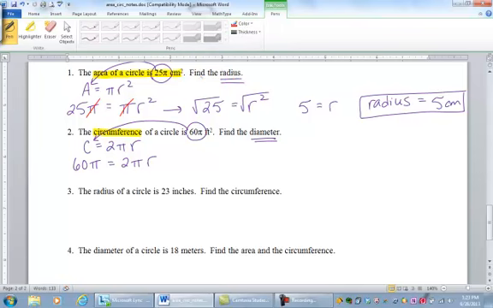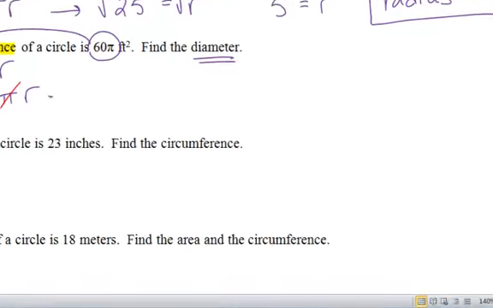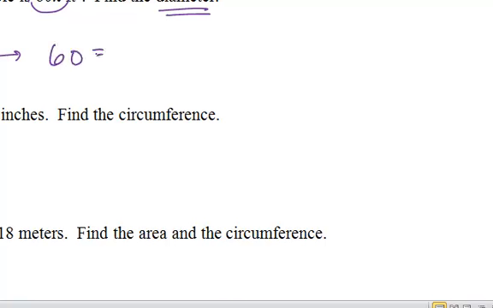Okay, and the same thing is going to happen with those pi's. On each side they cancel. So my new equation is 60 equals 2 times r. And now we should be able to solve this equation, 2 times r. In order to get r by itself, we have to divide both sides by 2. So I end up with r equals 30.